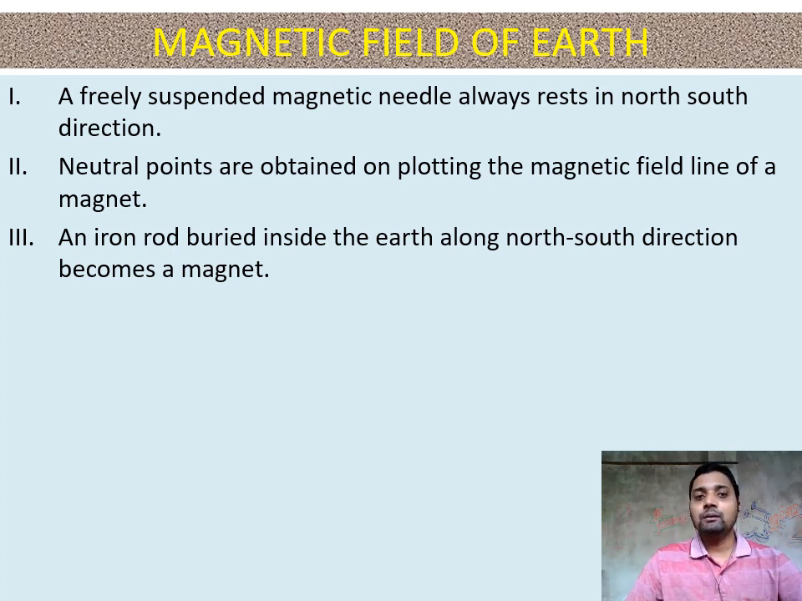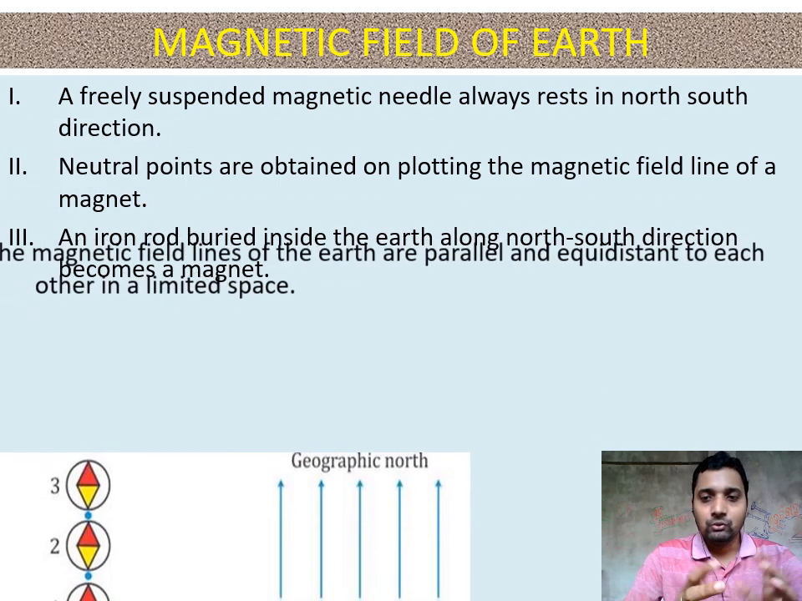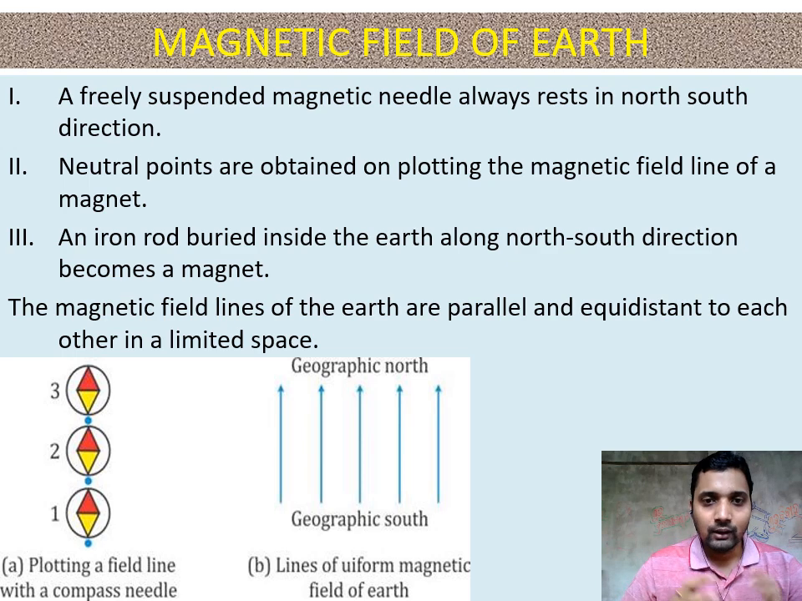So here the iron rod is becoming a magnet inside the soil. That means the earth also has the magnetic property, the magnetic power. So this proves that the earth has a magnetic field. Now the earth's magnetic field lines, when you take them in a limited space.